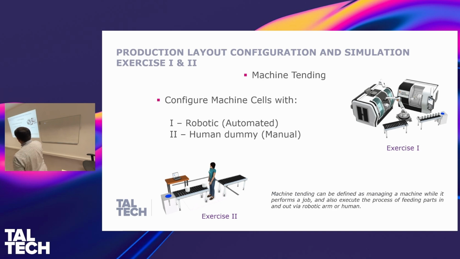So the idea: some inputs come from the feeder, the robot picks and places them into the machine. There is some processing, let's say if it is a turning machine or milling machine, whatever we're going to use. Let's say a turning machine; after processing time, the robot picks it out and places it on another conveyor, and that's it. This is the first one we're going to do, and the next one is we replace this robot with some human dummy, so the worker is doing this loading and unloading.